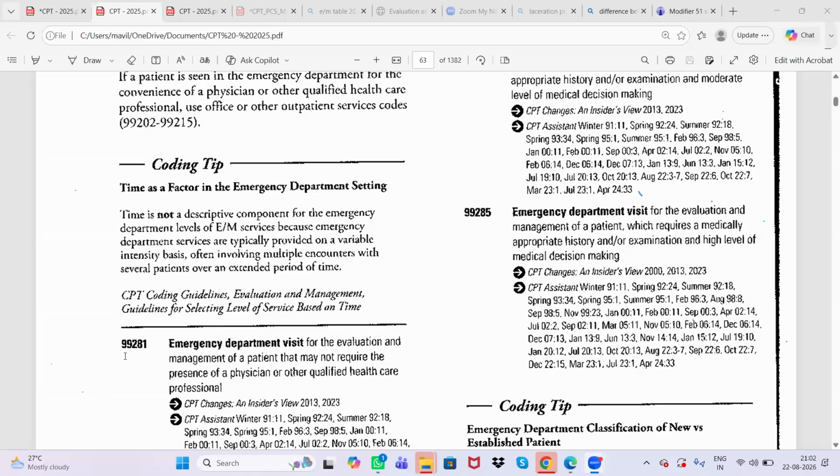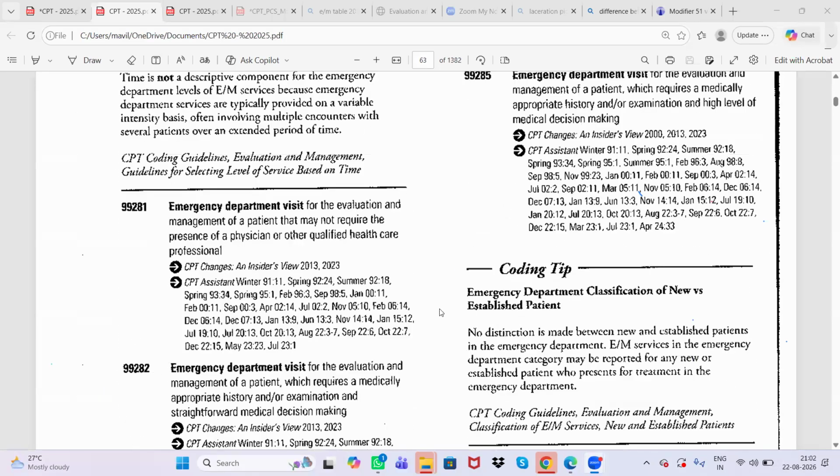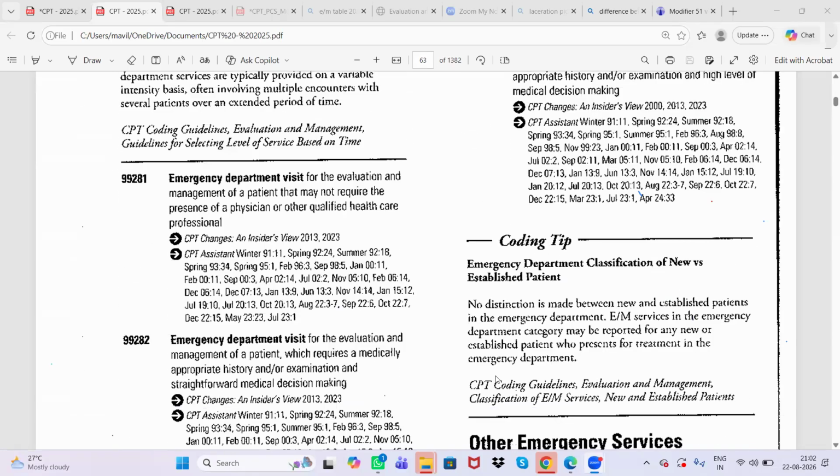So you can see 99281, 282, 283, 284 and 285. How many levels do we have? Total of 5 levels. When it comes to 99281, it is only a nurse visit. Nurse visit in the sense where the provider is not available.